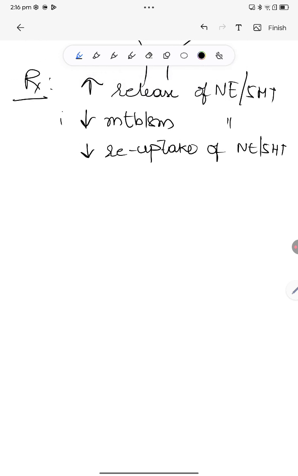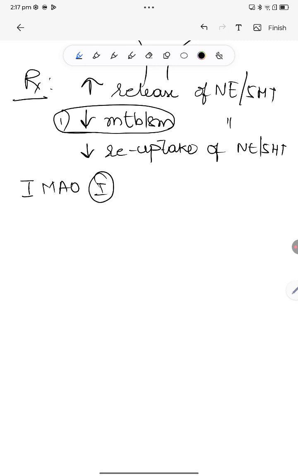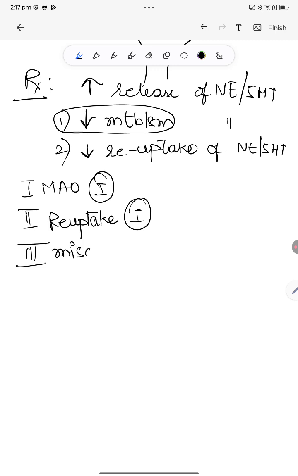Based on this, the first point, to reduce the metabolism of norepinephrine and serotonin, the usual enzyme which metabolizes them is called monoamine oxidase. So, the first group of drugs used for the treatment of depression are monoamine oxidase inhibitors. Second group are reuptake inhibitors, based on our treatment goals. Third will be miscellaneous. So, let us first start with our monoamine oxidase inhibitors.